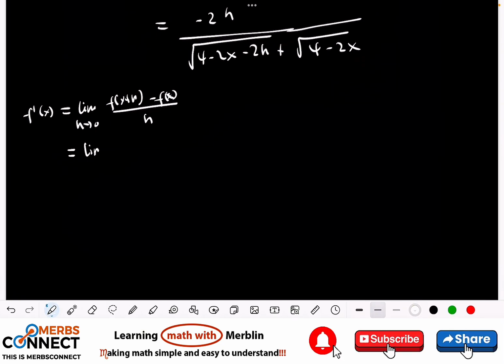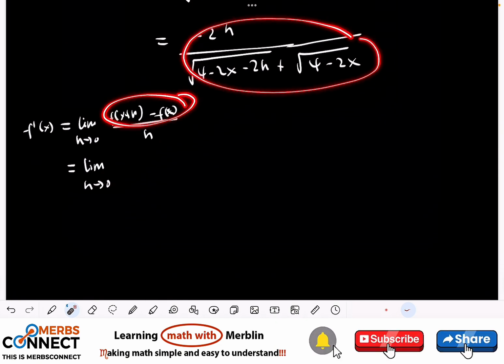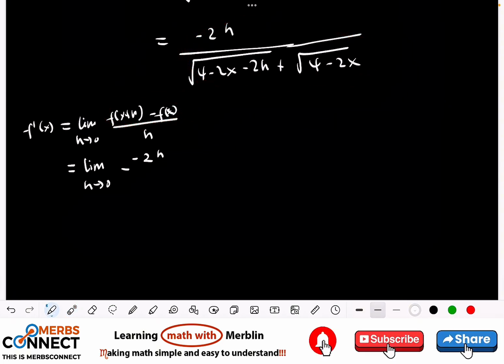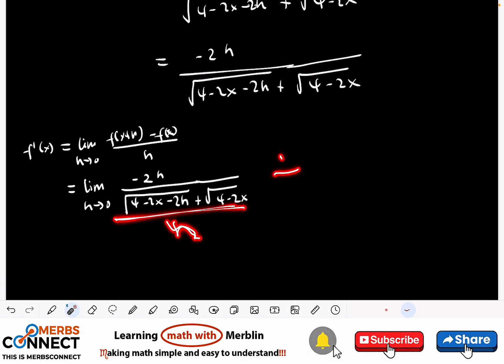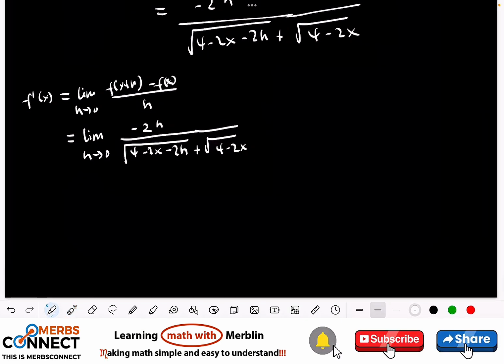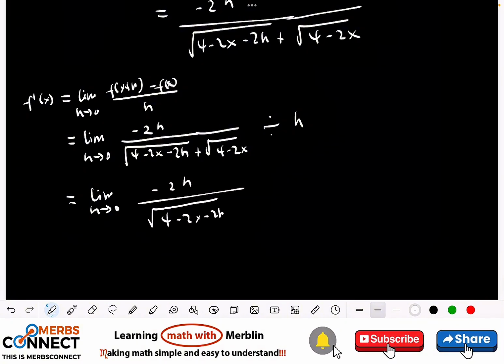Now I'm going to have limit h is approaching 0. Now f of x plus h minus f of x, which is this, is what we've simplified to get this. So I'm going to write the whole of this on the top here. So I'm going to have minus 2h divided by root of 4 minus 2x minus 2h plus root of 4 minus 2x. As I said when we were doing the rational function, since I'm going to divide this by h, instead of doing this, I'm going to just do it this way, right? So I'm going to divide it by h, so that now this will be limit h is approaching 0 of minus 2h divided by root of 4 minus 2x minus 2h plus root of 4 minus 2x times 1 over h.